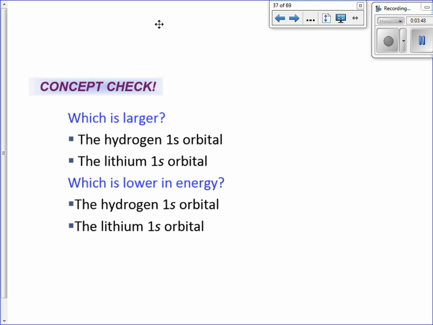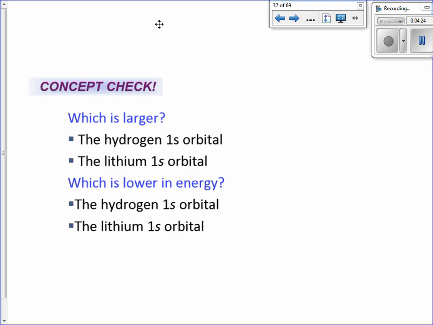Now, this one's a little tricky. Think about it. Although it's not on your paper, but think about it. Which is larger, the hydrogen 1s orbital or the lithium 1s orbital? Why would it be hydrogen? Yes, you have less protons, so it's going to spread out and be a little bit further away. Whereas lithium has 3, so it's going to pull that 1s in a little bit closer. But do realize lithium is still larger in general as an atom. It's larger than hydrogen. It's just that 1s is a little bit smaller due to the fact that it has 3 protons rather than 1.